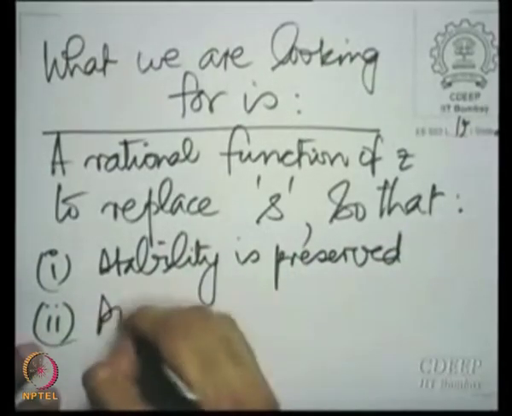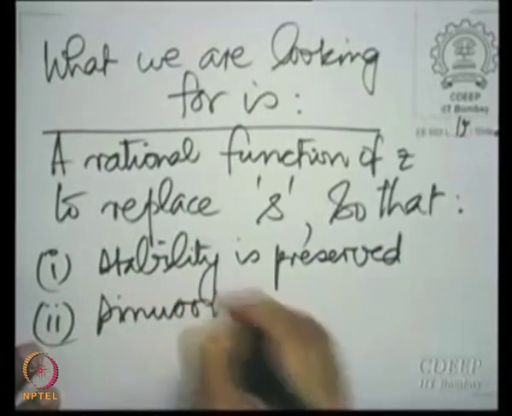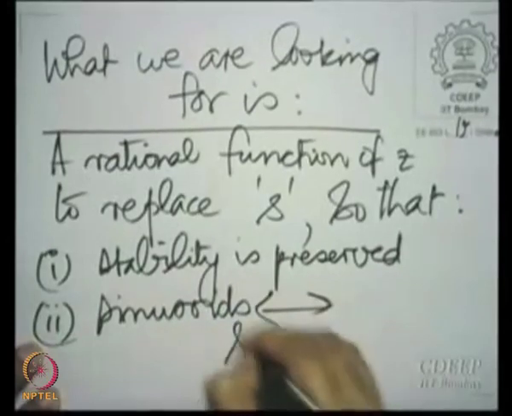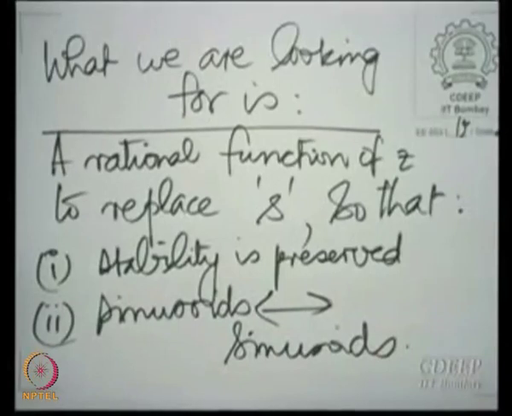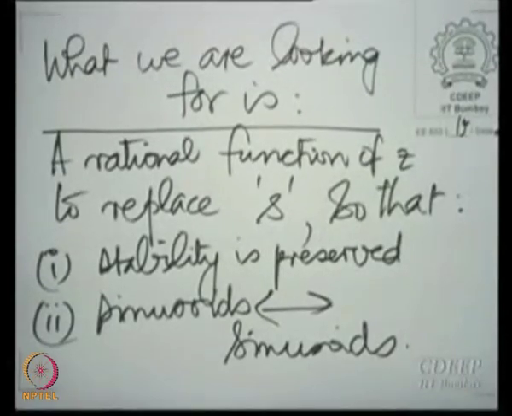Sine waves go to sine waves, so sinusoids go to sinusoids. What does that mean? What do you mean by sinusoids going to sinusoids? Well, where do sinusoids come from in the analog domain? If you look at the Laplace variable S, it is when you substitute S equal to j omega that you get sinusoidal response.